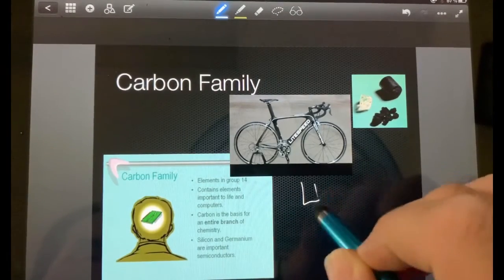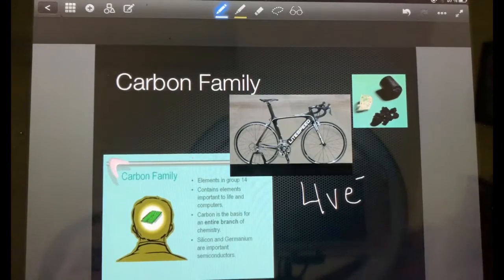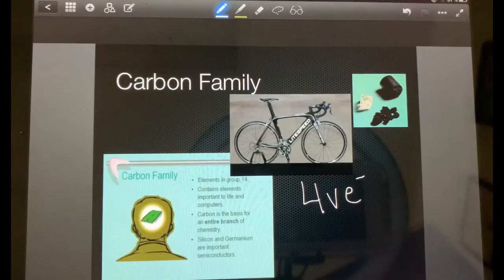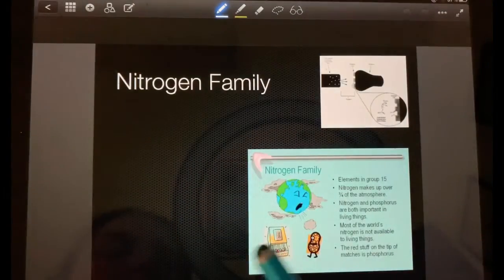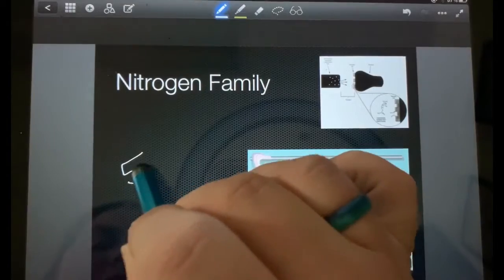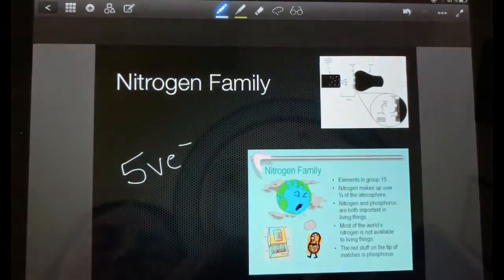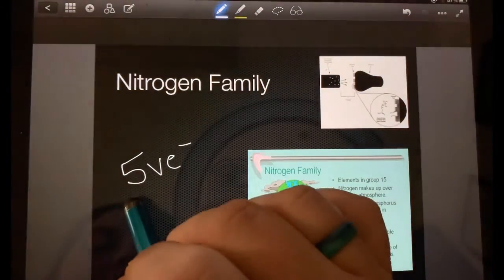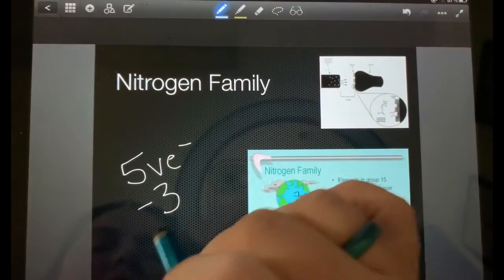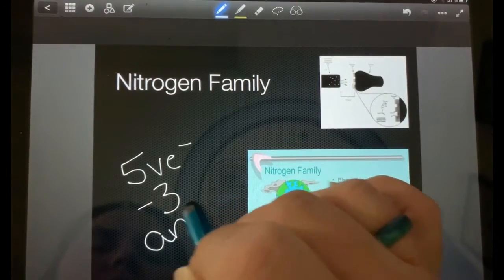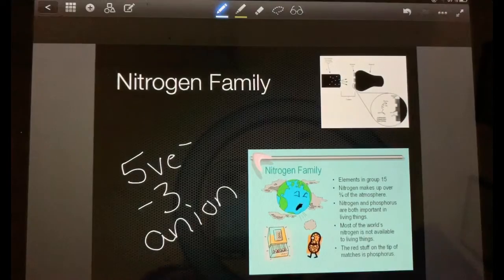Carbon family has 4 valence electrons. It can go either or with the sharing or taking. So we're just going to leave it as that. Nitrogen family has 5 valence electrons. It's actually going to take a -3 charge. These are called anions.